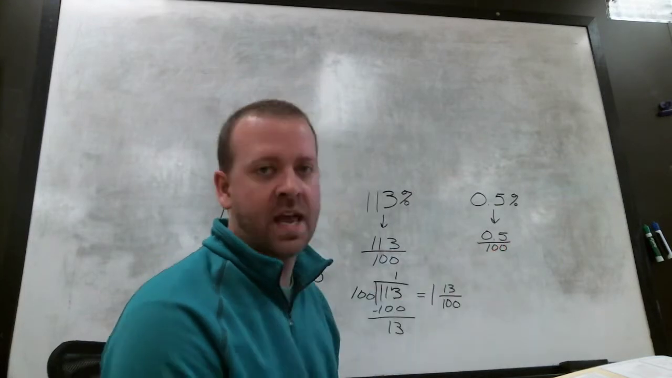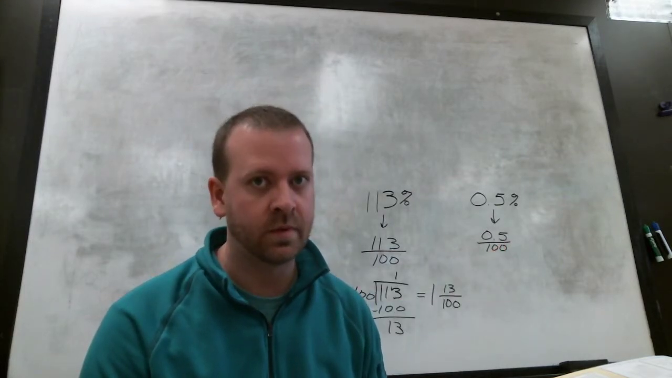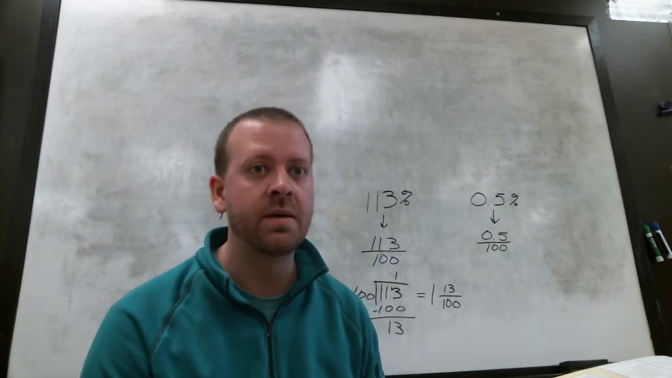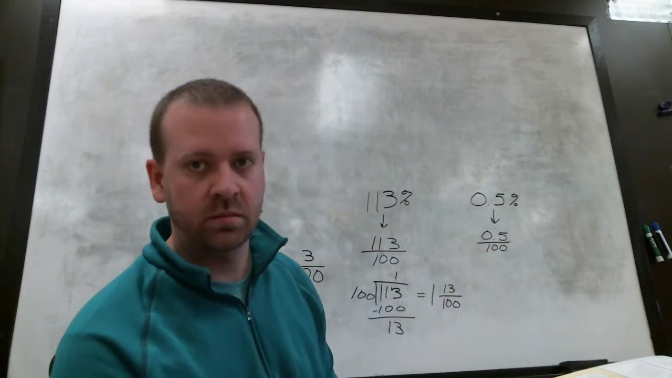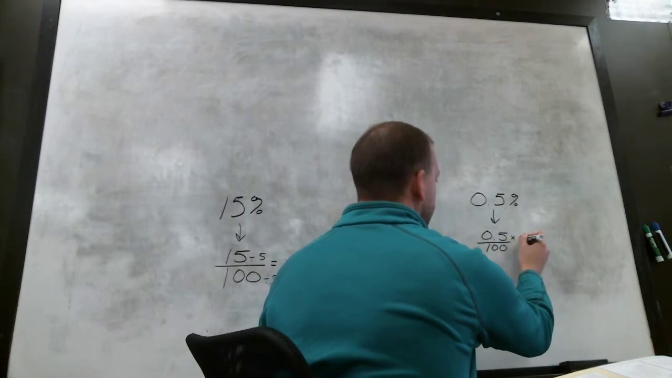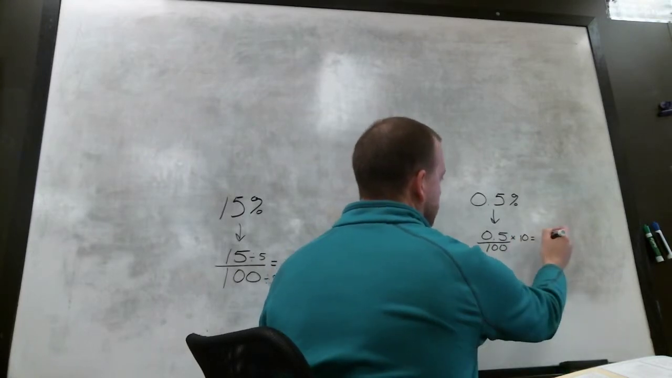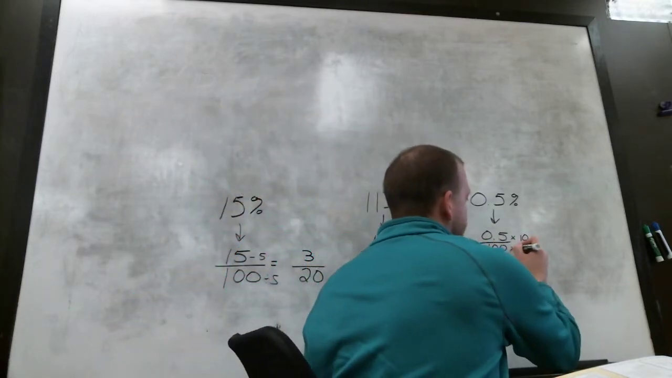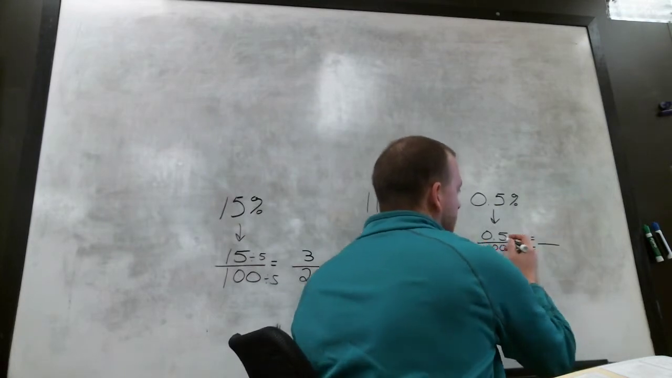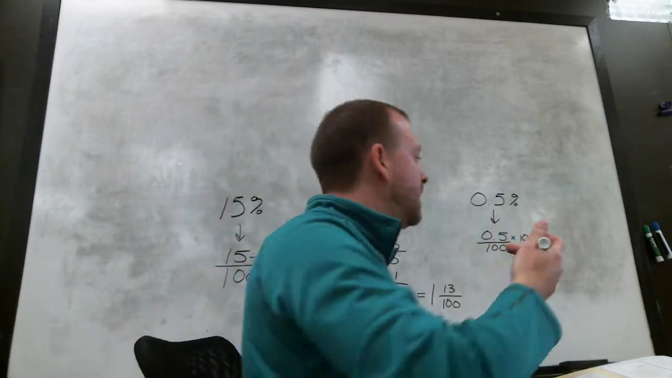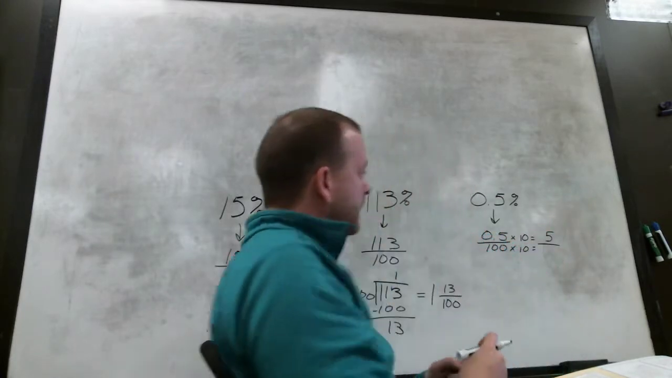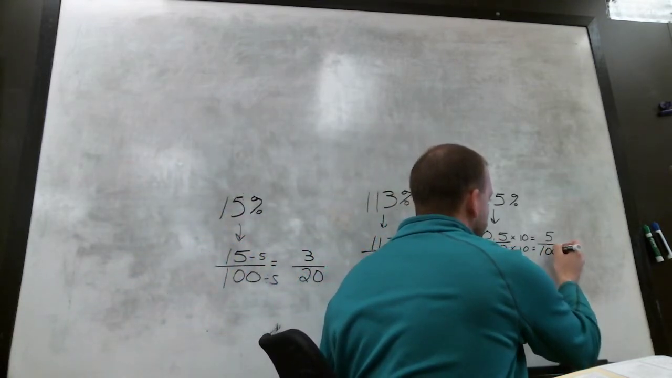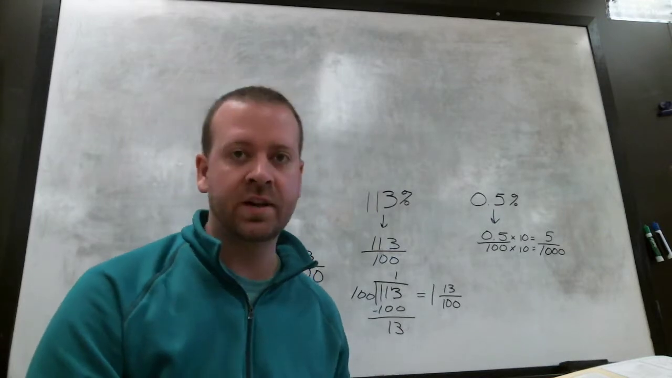If I have 5/10 and I want to make it into a whole number, I can multiply it by 10. So if I multiply that by 10, that's going to give me my whole number. Now remember, whatever I do to the top number, I have to do to the bottom number. So I also multiply that by 10. That's going to give me 5/10 times 10 is going to give me the whole number 5. 10 times 100 is 1,000. Okay, that gives me my fraction.